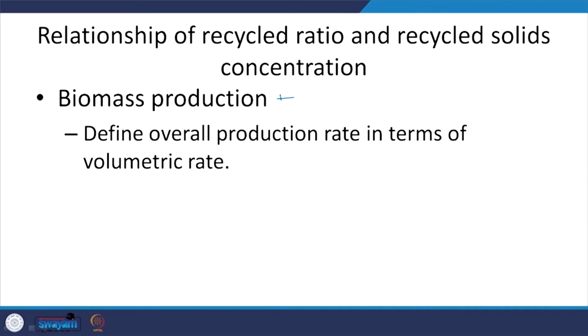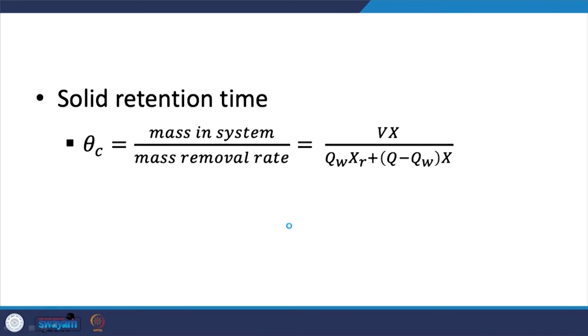Also, sometimes we need to look at how much biomass is being produced. Let us look at this. Define the overall production rate in terms of volumetric rate. Overall production of microbes is V times Rx net, where Rx is the rate of production of your biomass. I think we already solved that. For that, Rx equals X by theta c, and we have to substitute for X. Let me see if I have the equation written down here somewhere.